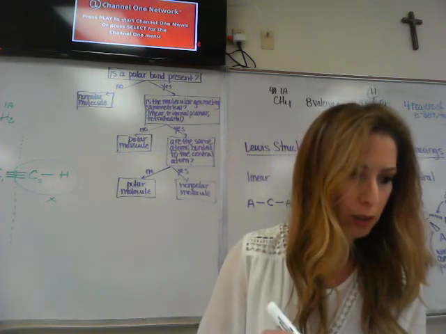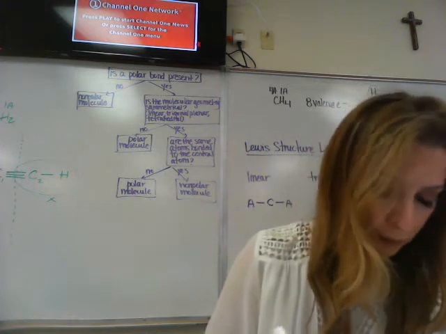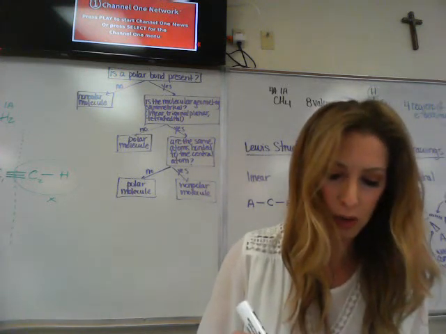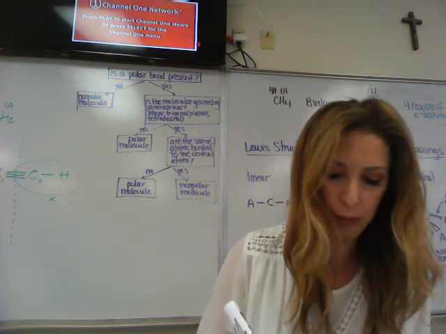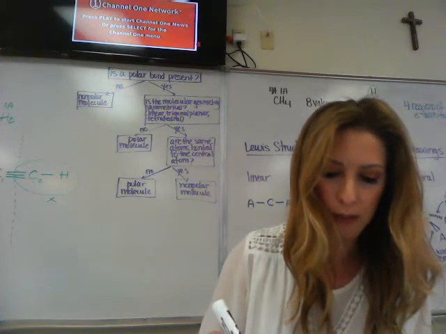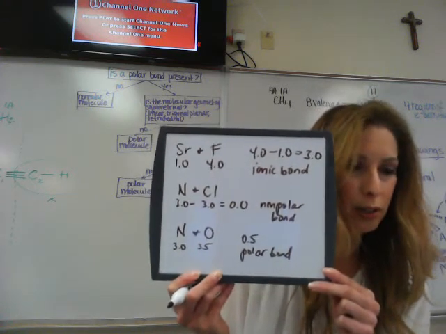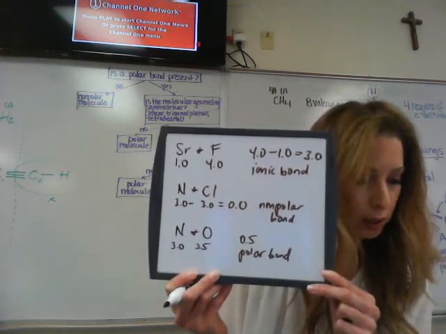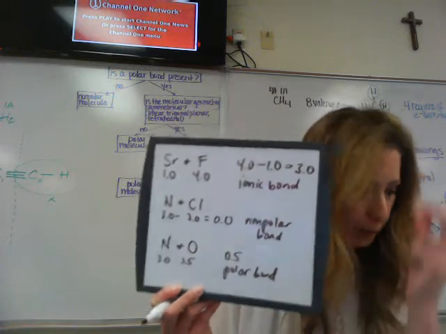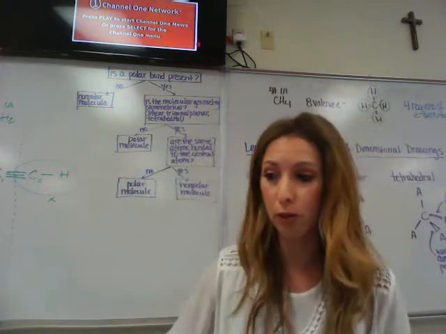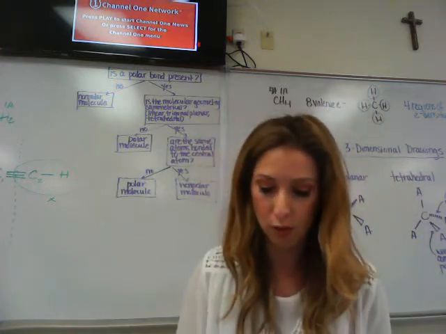The third example is nitrogen and oxygen. Nitrogen is 3.0, oxygen is 3.5. You subtract those two, you're going to get a difference of 0.5, which means this is a polar bond. Electrons are not being shared equally. Since oxygen is more electronegative than nitrogen, it is drawing electrons to itself. Okay? Now, this is the very first step in determining whether or not I have a polar molecule.